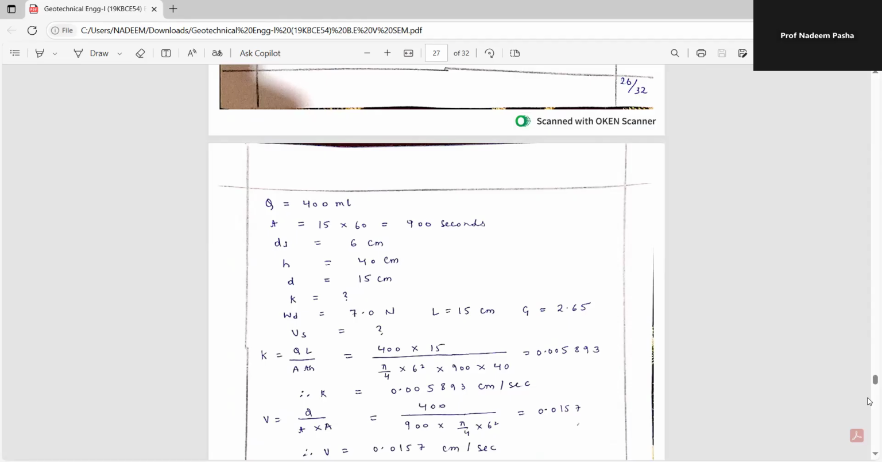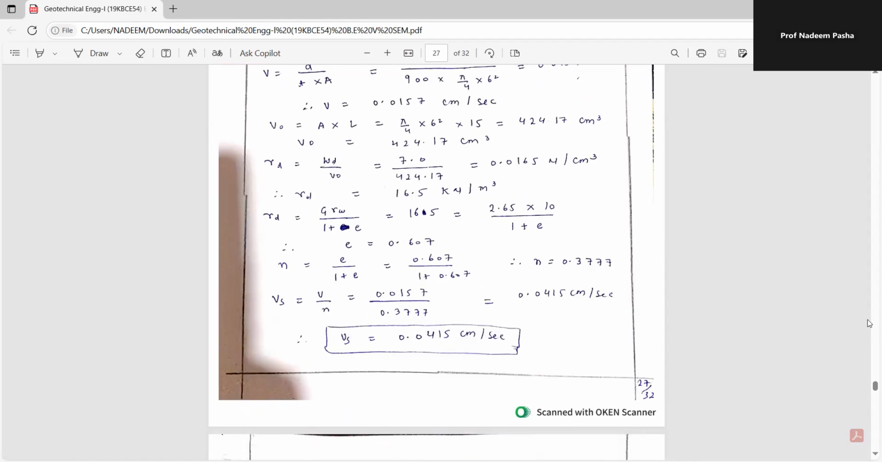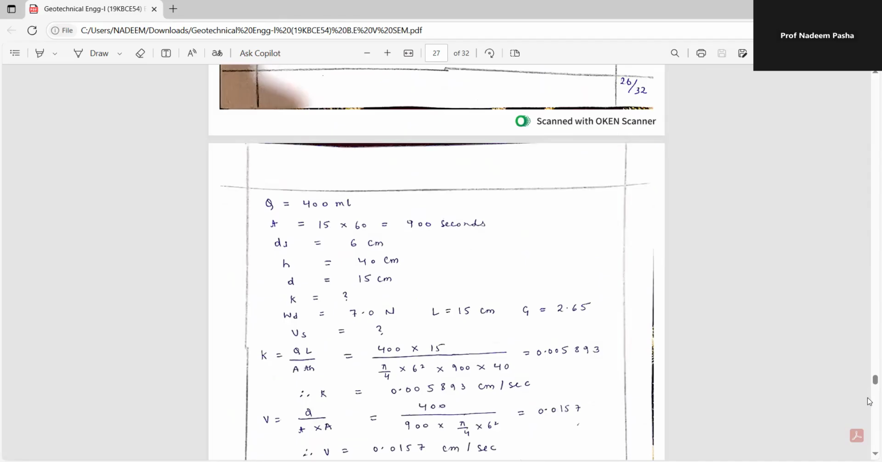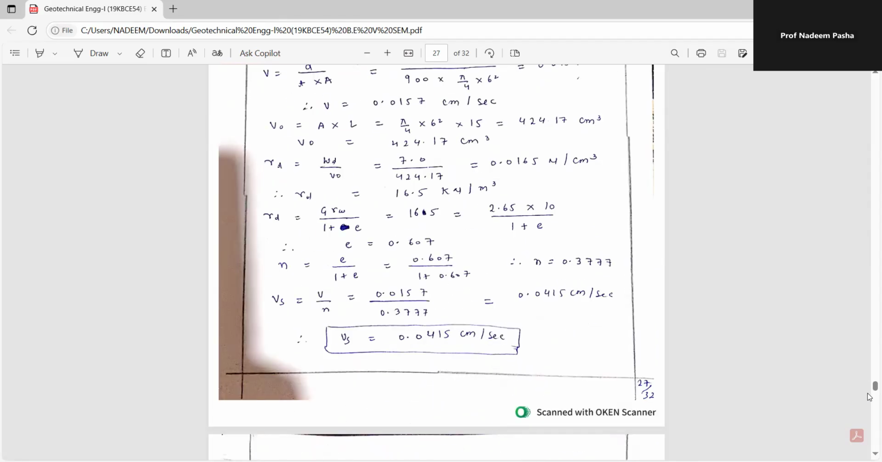Now V is equal to Q divided by T into A. So Q is 400, T is 900, area is pi by 4 into D square, pi by 4 into 6 square, it comes out to be 0.0157. So your V will be equal to 0.0157 centimeter per second. After the calculation of V, you need to calculate V naught. V naught is nothing but A into L. Area is pi by 4 into D square, 6 square into L is 15. So it comes out to be 424.17 centimeter cube.